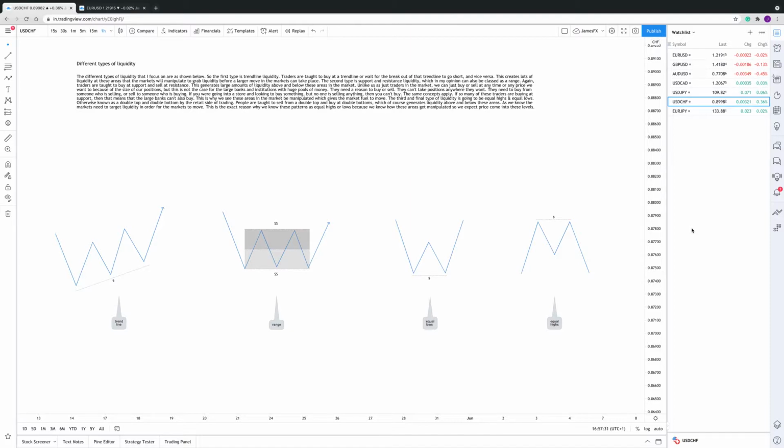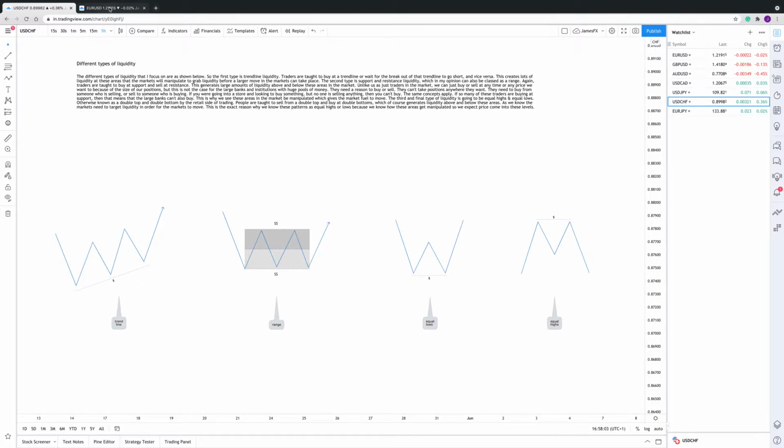So if we start with trendline liquidity, we're going to be looking at an upsloping trend line for our example. Traders are taught to buy at a trend line or wait for the breakout to go short, and vice versa when looking at a downsloping trend line. As you can imagine, this creates lots of liquidity at these areas that the market will usually manipulate to grab liquidity before a larger move can take place.